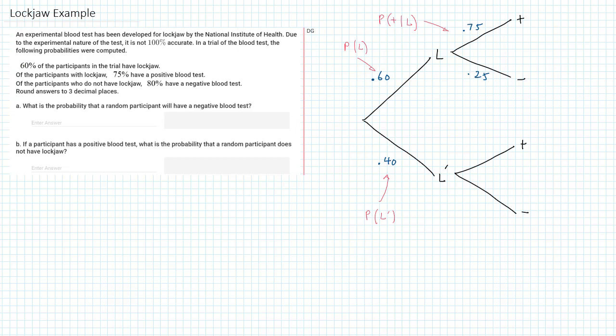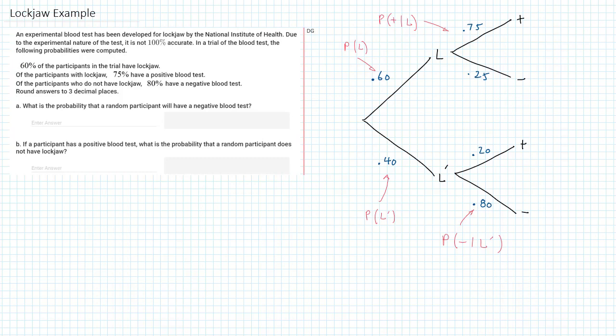All right, now let's look at the information in the problem again. Of the participants who do not have lockjaw, 80% have a negative blood test. So given that they do not have lockjaw, we're going down to negative, so we'll label this with 0.80. That means the other side is 0.20, because these have to add up to 1. So the probability that was given to me right there was the probability of a negative test given that they do not have lockjaw. So our entire tree is now labeled.